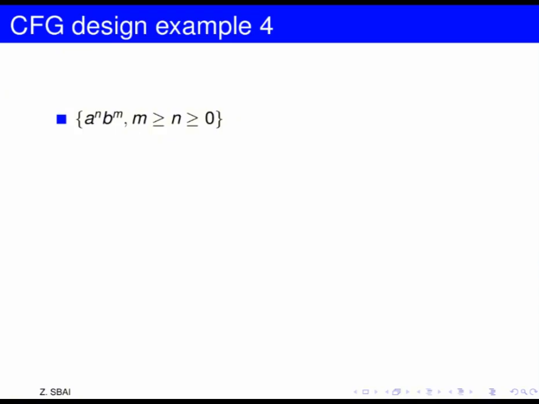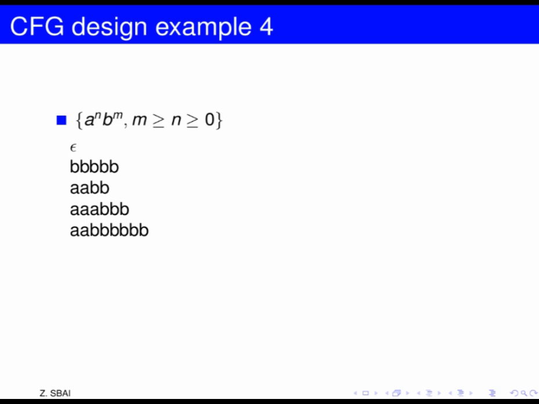In this example, we want to write a context-free grammar that generates all the strings in the form a^n b^m, where m is greater than n. So there will be a list of a's followed by a list of b's, and the number of b's should exceed the number of a's.